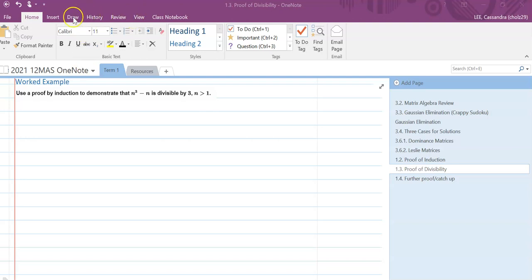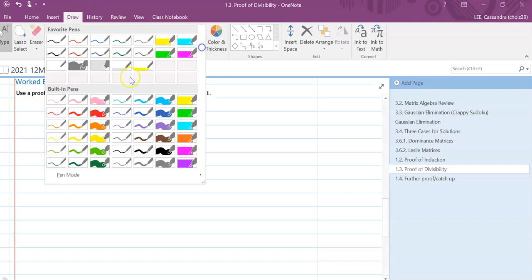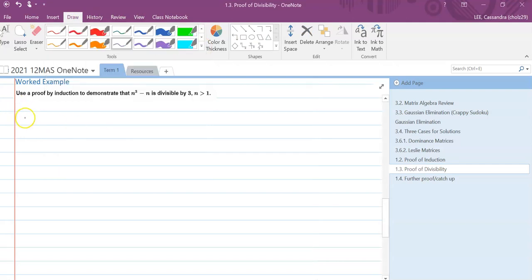Okay, so again we're going to start off with step 1. So step 1, we are going to find if this is true for our first case. And looking at my domain here, n needs to be greater than 1. So in this case, I actually need to let n equal to 2, because this is going to be my first case.